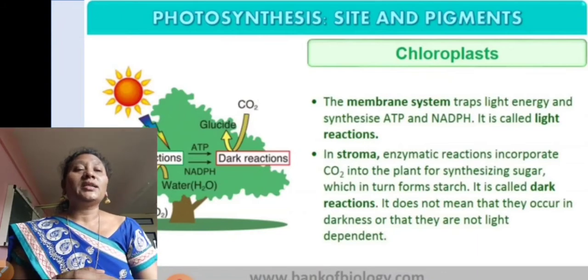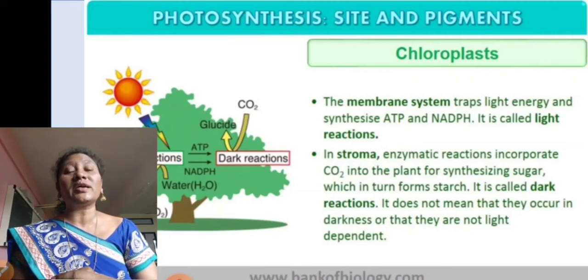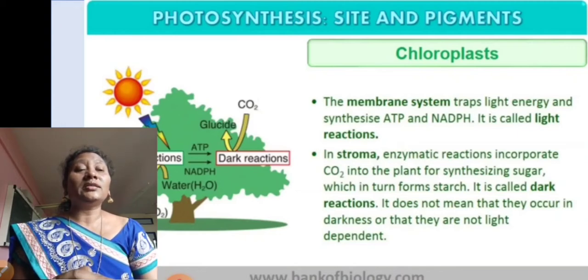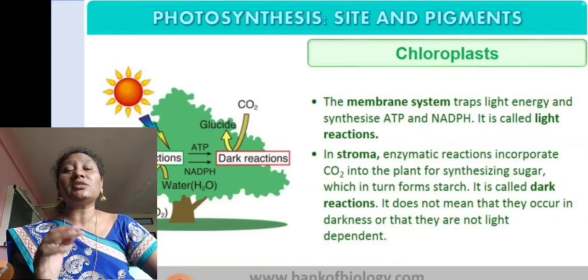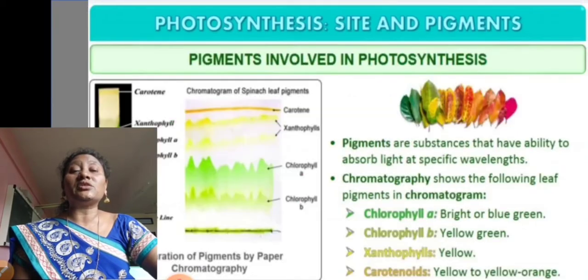The membrane system traps light energy and synthesizes ATP and NADPH. This is called the light reaction: when light is absorbed, ATP and NADPH are produced. In the stroma, enzymatic reactions incorporate carbon dioxide into the plant for synthesizing sugar, which in turn forms starch. This is called the dark reaction. It does not mean that it occurs only in darkness. It means that it may take place either in the presence or in the absence of light. But the light reaction will compulsorily take place in the presence of light.